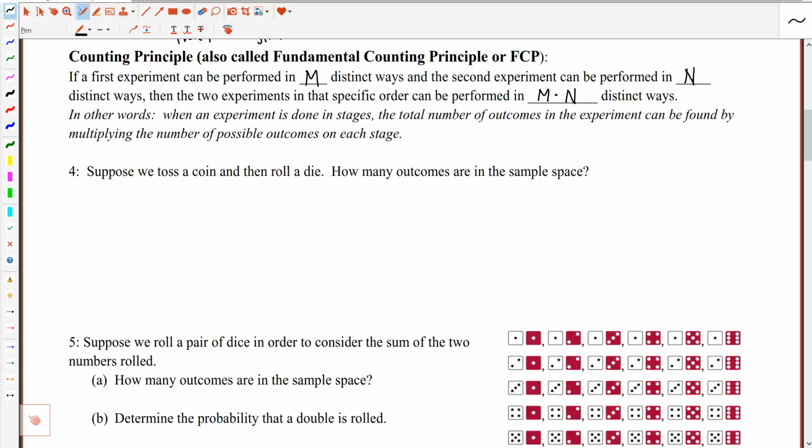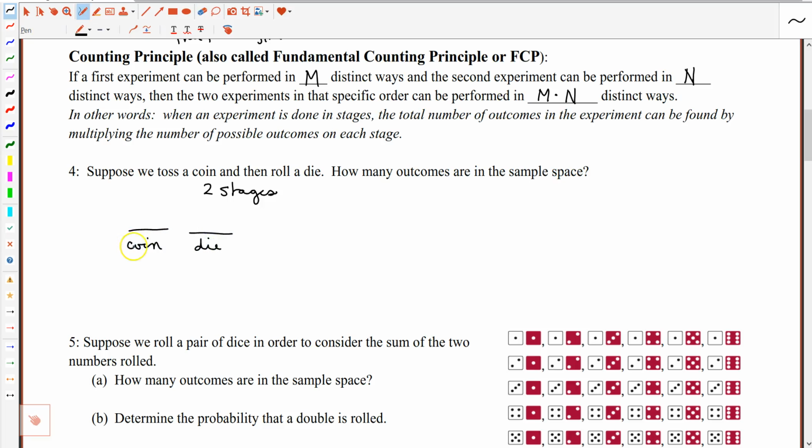Let's take a look at the fundamental counting principle in a couple other scenarios. So suppose we toss a coin and then we roll a die. How many outcomes are in the sample space? If you're tossing a coin and then rolling a die, there's going to be two stages. The first stage is what can happen on the coin, and the second stage is what can happen when you roll that die.